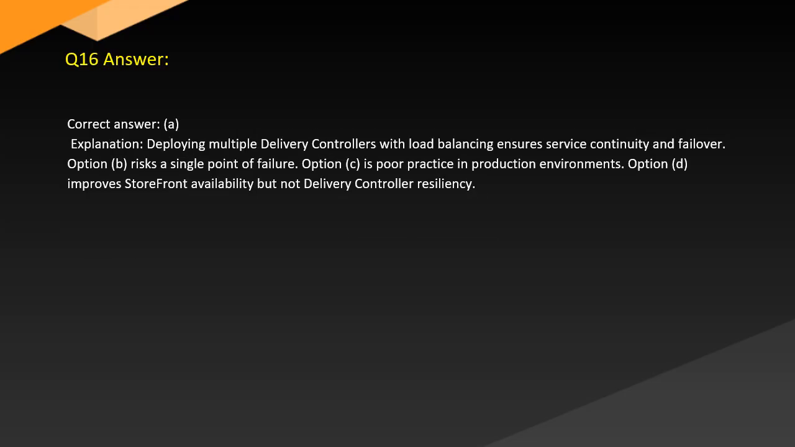Answer. Correct answer, A. Explanation. Deploying multiple delivery controllers with load balancing ensures service continuity and failover. Option B risks a single point of failure. Option C is poor practice in production environments. Option D improves storefront availability but not delivery controller resiliency.